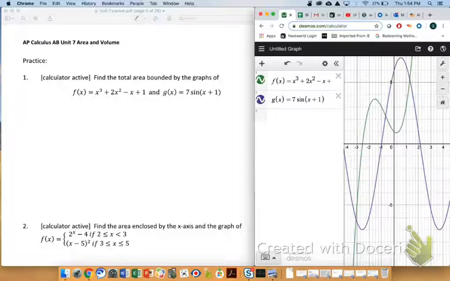Let's see here. So this looks like this is the left area, and I think these are the same intersection points as those guys got. So left area would be cubic minus trig function, plus the right area goes up there to about trig minus cubic. Seems very reasonable.